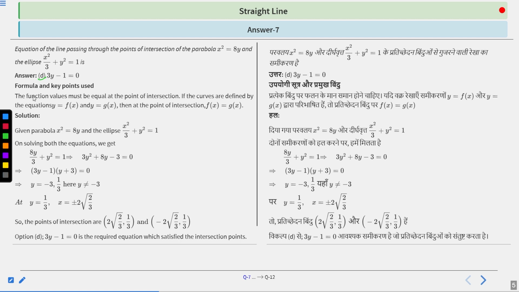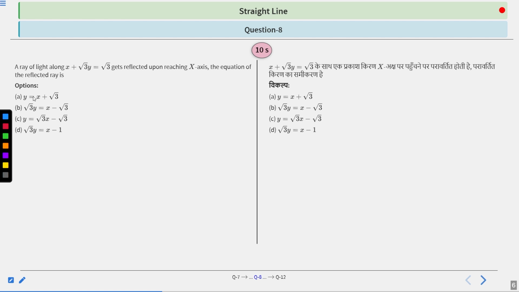Let's move to the next question. Question number 8. Question number 8 says a ray of light along x plus root 3 y is equal to root 3 gets reflected upon reaching the x-axis. The equation of the reflected ray is.